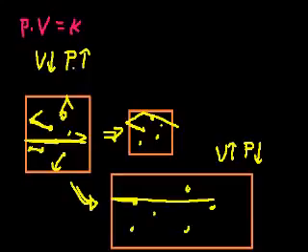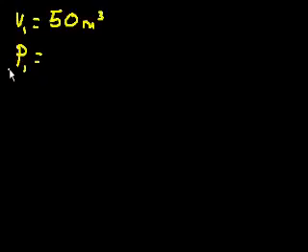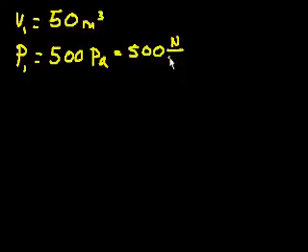So let's say I have a box or a balloon or something, and let's say it has a volume. Let me call this the initial volume. Let me erase all of this. So let's say my initial volume is 50 cubic meters, and let's say my initial pressure is 500 pascals. And just so you remember, what's a pascal? That's 500 newtons per meter squared.